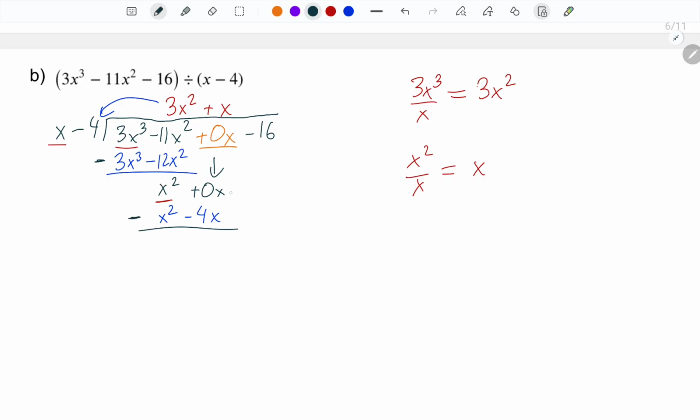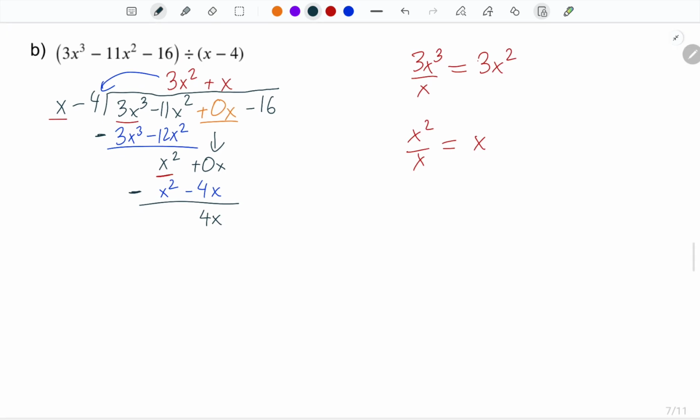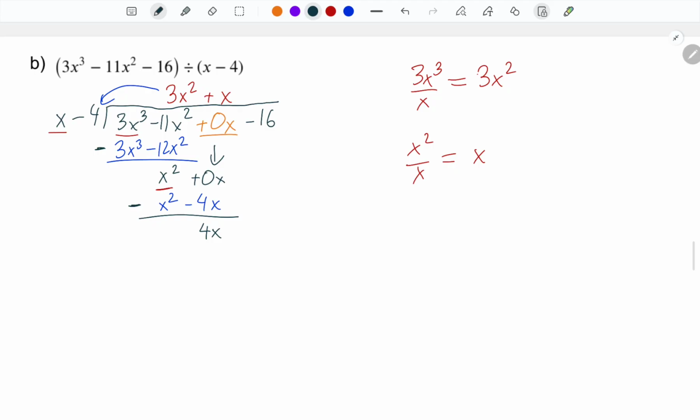So the x squared cancels, and this is where having that 0x is going to help. Because now we can see, well, we have a 0x subtract, well, negative 4x will lead to a 4x here. Sometimes if you don't include that there, you might miss the x term as you go through the long division process. Bring down the 16 and repeat one more time.